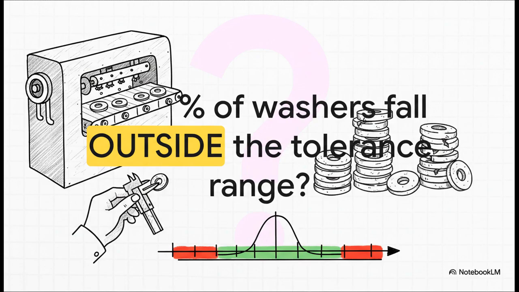This is a classic manufacturing and quality control problem. A machine is churning out washers. To be acceptable, their diameter has to be between 0.496 and 0.508 inches. Anything outside of that range, either too big or too small, is a defect. So what's the defect rate?